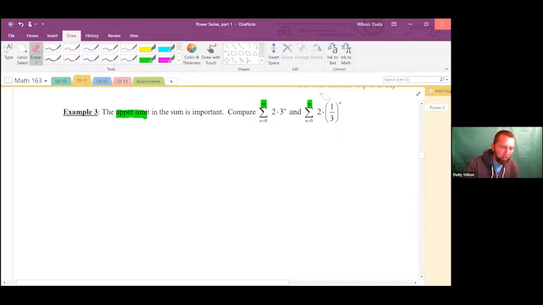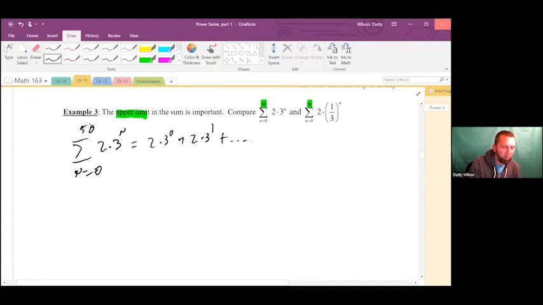And I hope it's clear that when I look at the first one, we're going to go from n equals 0 to 50 of 2 times 3 to the n. Things start small at 2 times 3 to the 0 plus 2 times 3 to the 1 plus, but we're going to go all the way out to 2 times 3 to the 50. Okay, 2 times 3 to the 50, let's see. Oh, this is a really big number.